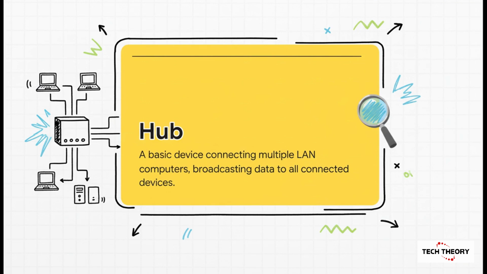Okay, let's go back in time a little bit. The first device on the scene was called a hub. And you can think of it like a town crier standing in the middle of a room. When it gets a message, it has no idea who it's for, so it just shouts it out to, well, everybody. Every single device gets the message, whether they need it or not. Pretty simple, but not exactly efficient or private.